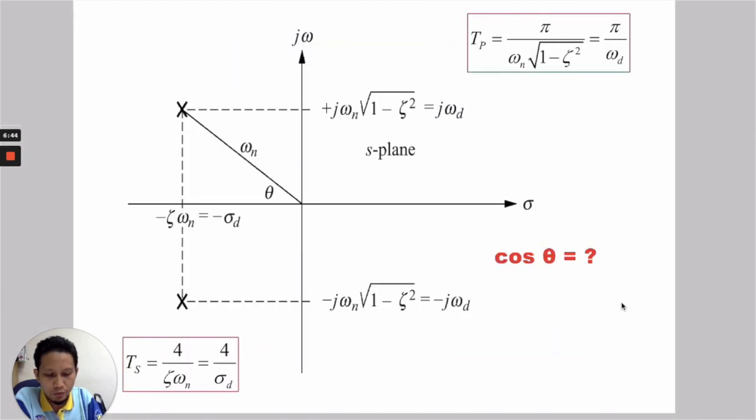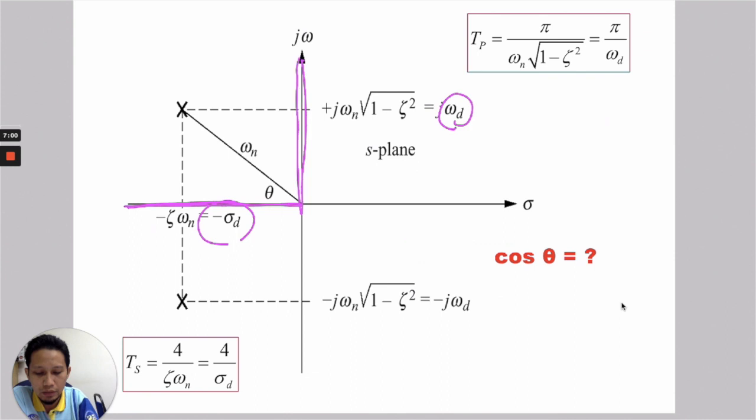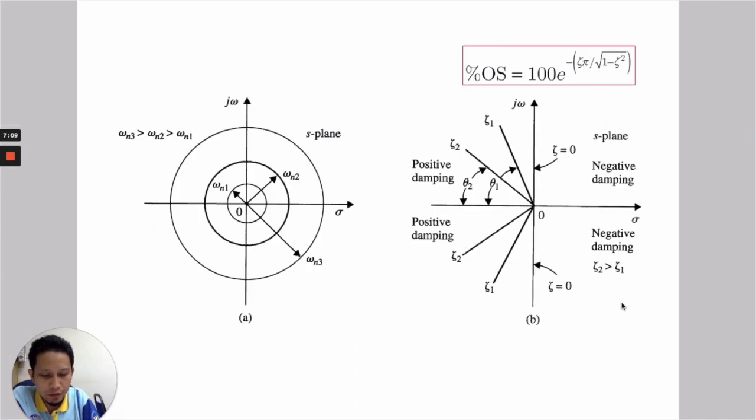We refer to this as the s-plane again. This is the j omega axis, and this is the sigma axis. Sigma d is located on the real axis, and j omega d on the j omega axis over here. What we have next are the values of the percentage overshoot. For figure A here, we have omega n, the distance of the pole's location from the origin. Figure B here is the value of zeta.